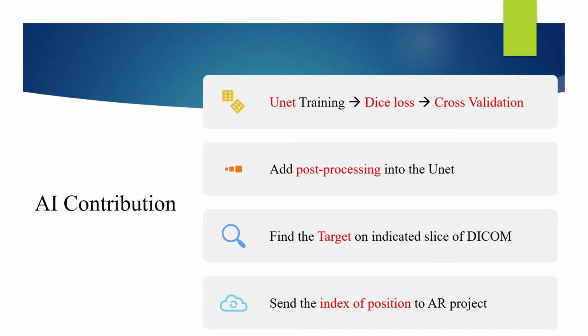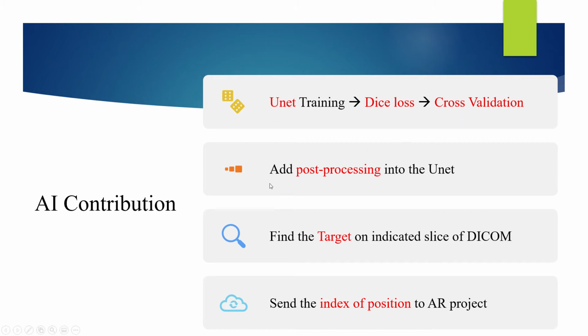So let's start with the AI contributions in my thesis. Here we chose UNet as our neural network, and we chose the dice loss as our final loss function. We also implemented cross validation because we are lacking training data: we only got 10 sets of DICOM from patients, so we need to do cross validation at the end.